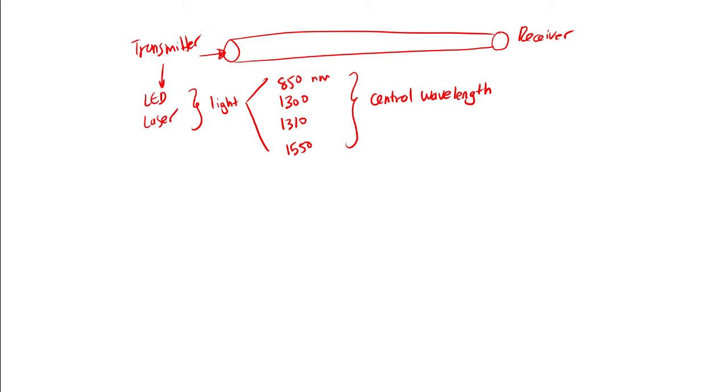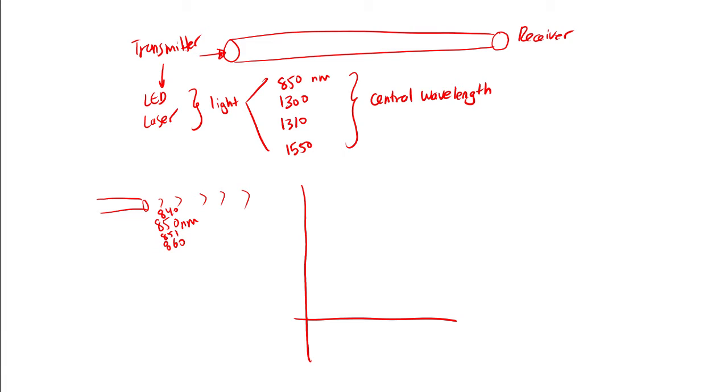So when you think about it, if I have a laser beam and it's generating pulses of light and I've set it to 850, not every pulse is going to be exactly 850. I might have some that are like 840, and some that are 860, some that are 851, etc. So if I were to make a chart and I said intensity and wavelength, my light would hopefully look something like this.